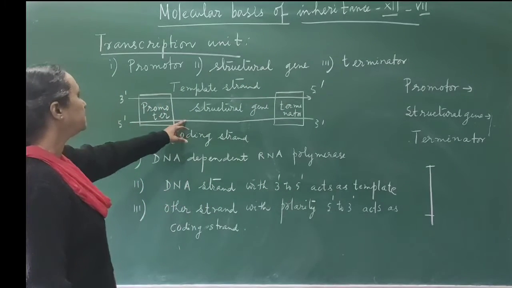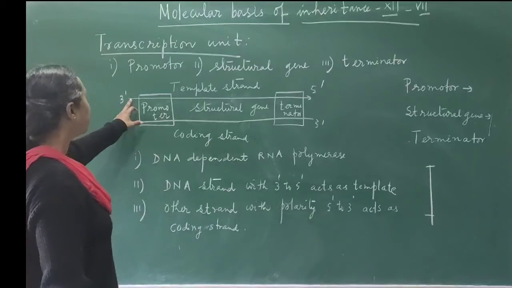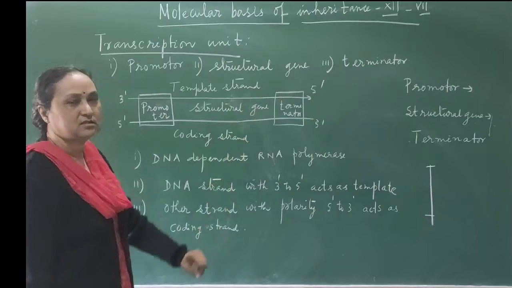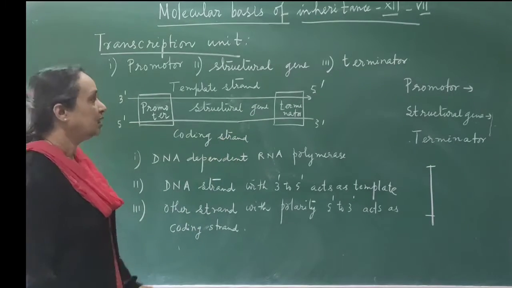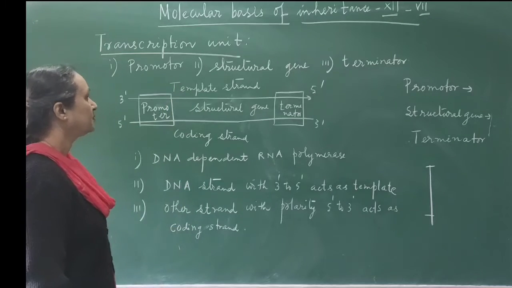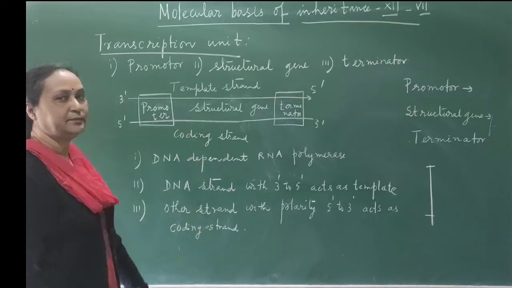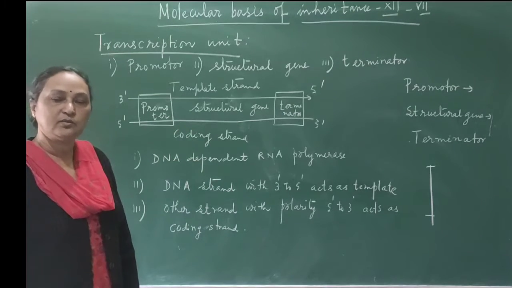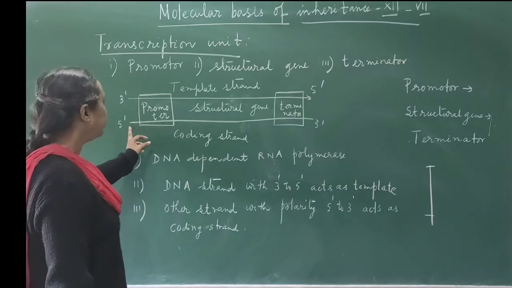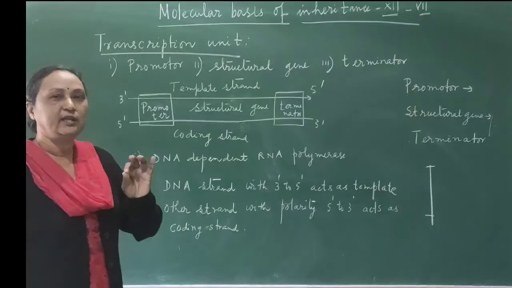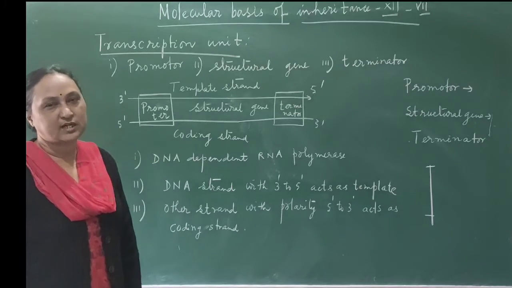Okay. So here you see, now this is the double strand DNA. One strand is having the polarity 3' to 5' and the other strand is having the polarity 5' to 3'. Now out of these two strands, information is given by the template strand and the template strand is having the polarity 3' to 5'. Whereas the other strand which is having the polarity 5' to 3', the name is coding strand, but it is not participating in the process of transcription.